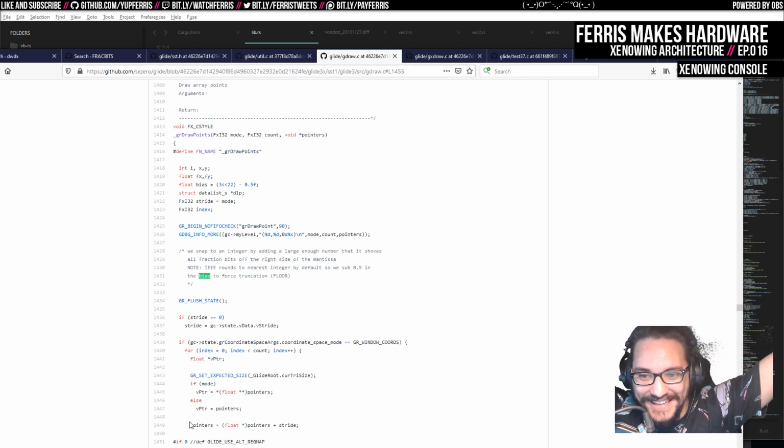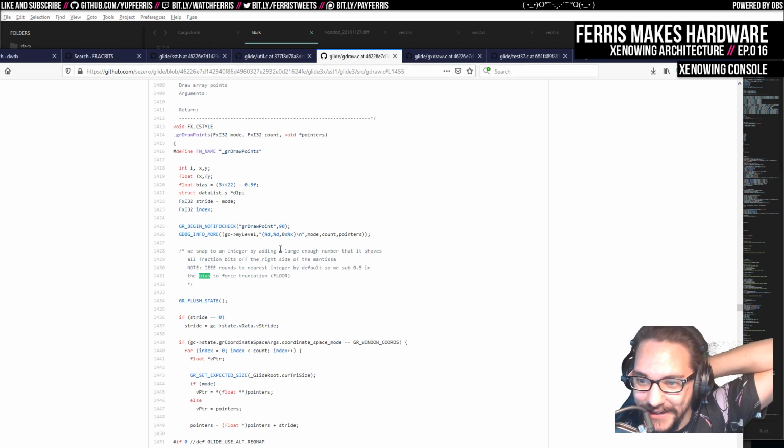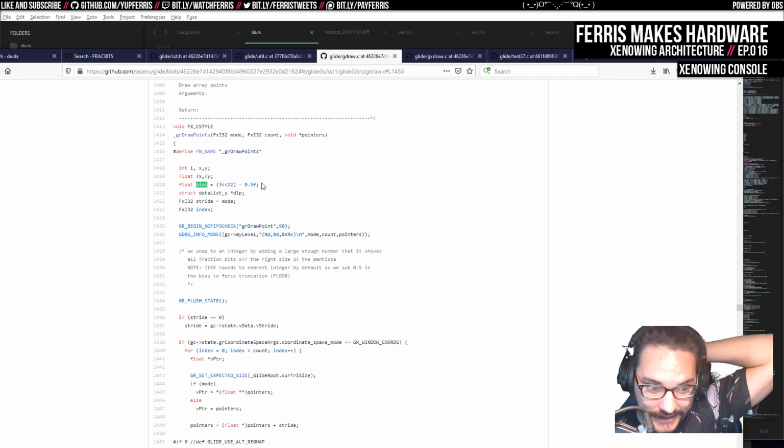Ha! I guessed it right. We snap to an integer by adding a large enough number that it shoves all fraction bits off the right side of the mantissa. Note IEEE rounds to nearest integer by default, so we sub 0.5 in the bias to force truncation. I don't like that I saw that and guessed that correctly, but I guess that's what it is.